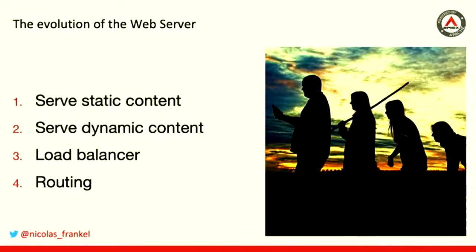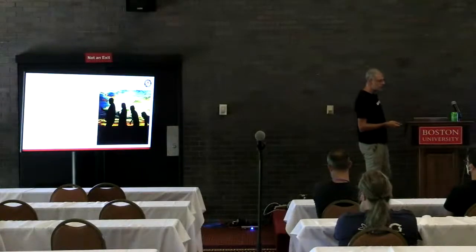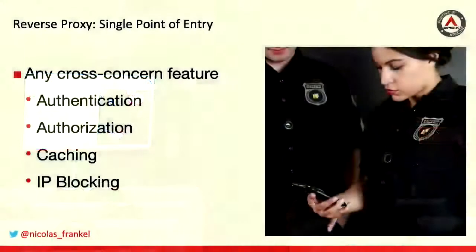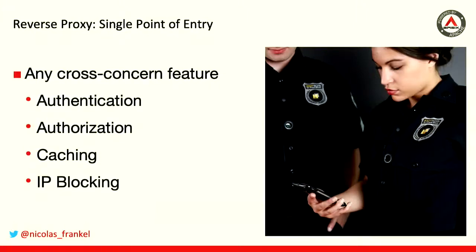So the evolution of the web server went through several stages. First you serve static content, then you serve dynamic content, then you do stuff that is completely unrelated to serving content, like load balancing and routing. And because of this, some people started to think, hey, now we have a single point of entry into the information system, we can probably do much more. Authentication, authorization, caching, IP blocking, rate limiting, whatever.